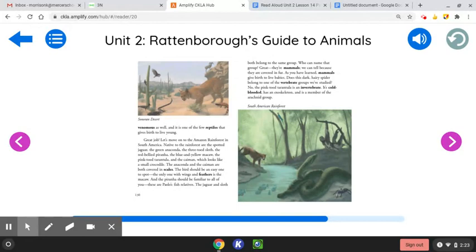Does this dark hairy spider belong to one of the vertebrate groups we've studied? No, the pink-toed tarantula is an invertebrate. It's cold-blooded, has an exoskeleton, and is a member of the arachnid group.